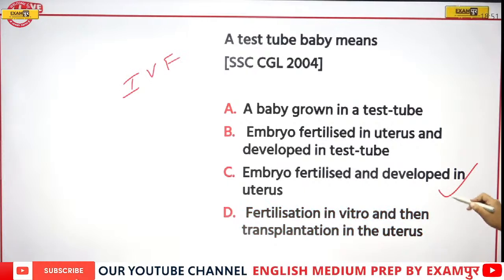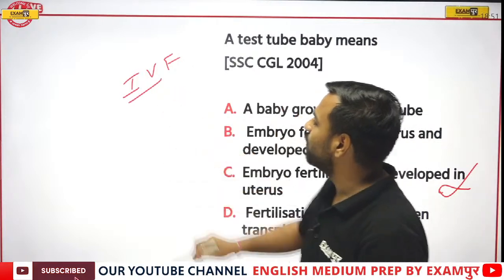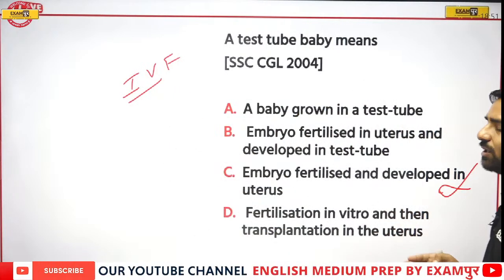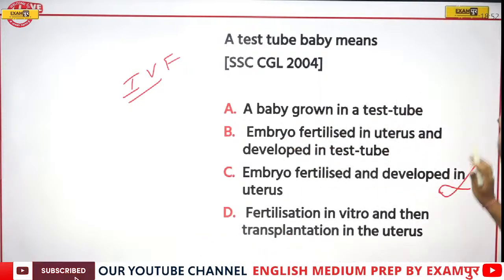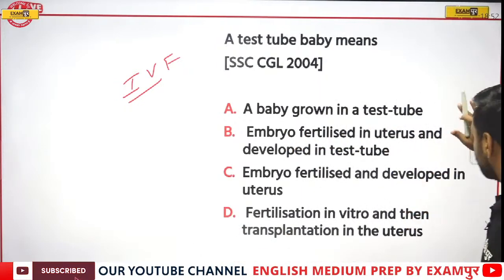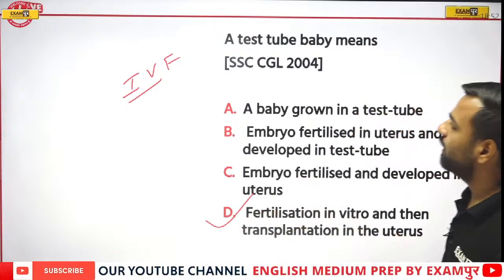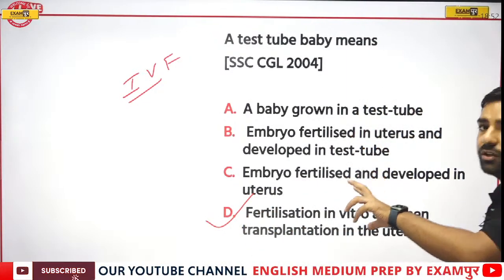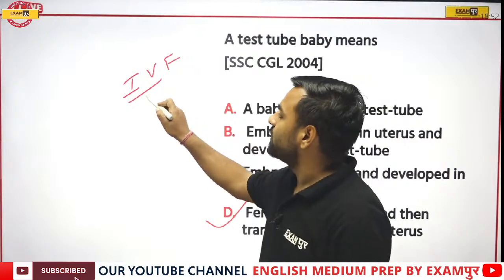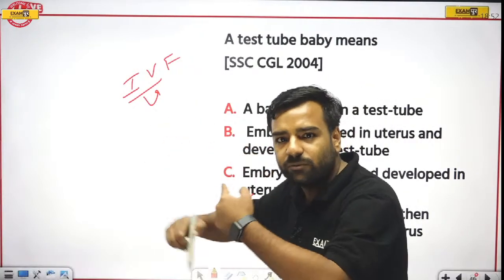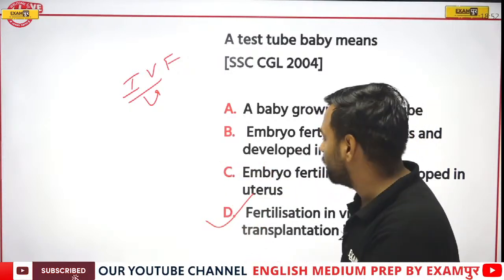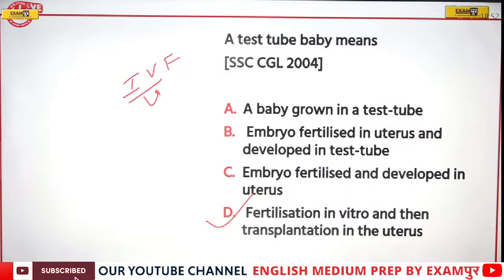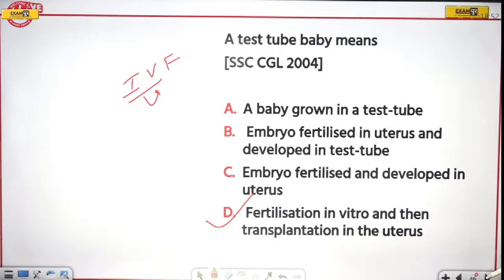Sorry. If I talk about the fertilization process, fertilization is in vitro, that is in vitro fertilization, and then the baby is transplanted into the uterus, and hence option number D will be correct. Sorry over here, option number D will be correct. Again I am saying, whenever I talk about the test tube baby, in vitro fertilization, the fertilization process has taken place in vitro. Now the baby will be transplanted into the uterus. So yes, fertilization is in vitro and then transplanted into the uterus.